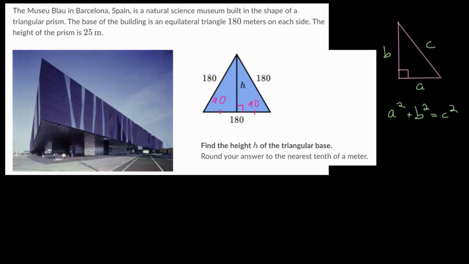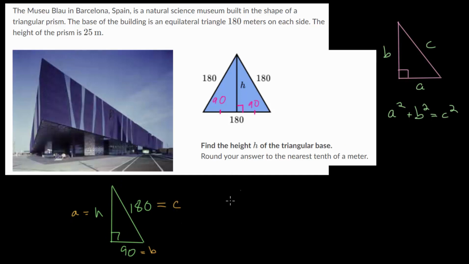So let's redraw this triangle and use the Pythagorean theorem. So we have this right triangle where we've called the height h, and this bottom side is 90, and this long side here is 180, and these are all in meters. So we just need to label what a, b, and c are to use our Pythagorean theorem. And we can call this A, we can call this B, or vice versa. But this long side, the hypotenuse, that has to be C.